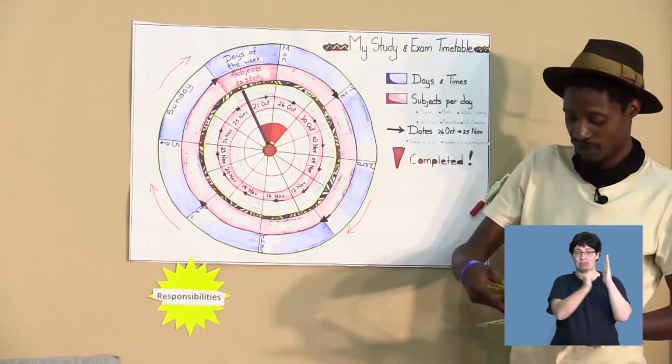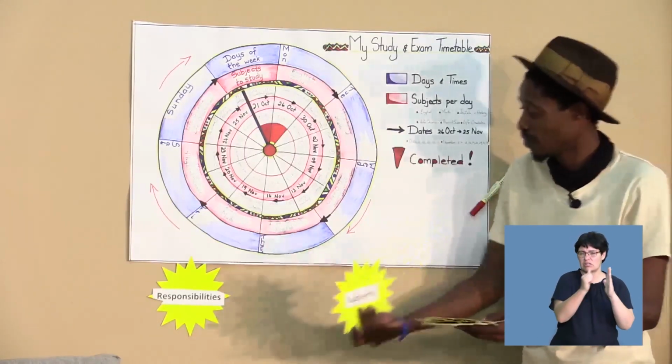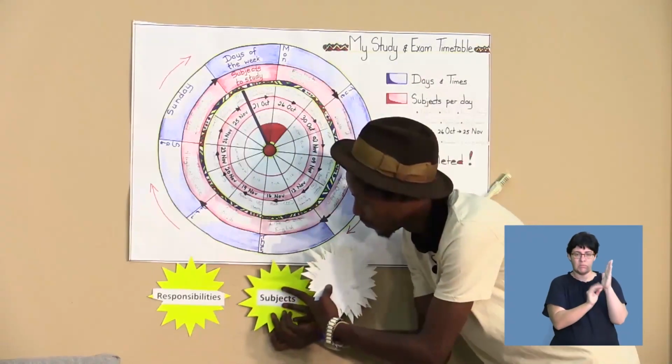Then number 2, secondly, write down your subjects, including extra subjects. Write them down so that you know where you're going to slot them in.